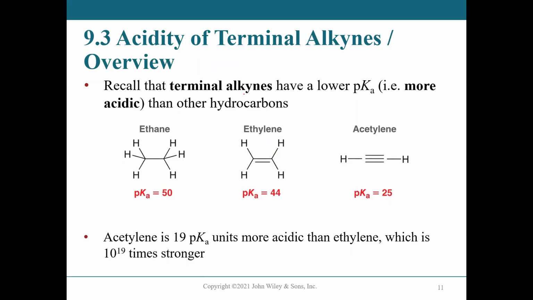It says recall that terminal alkynes have a lower pKa, more acidic, and we can base this off of the fact that it has more s character. Here this is sp3, this is sp2, this is sp. Well, this would be 50. What would this be? 33. And this is 25. We can see that the pKa does go down, and it has to do with stability too. So acetylene is 19 pKa units more acidic than ethylene, which is 10 to the 19 times stronger. You just put a 10 here and you get 10 to the 19.